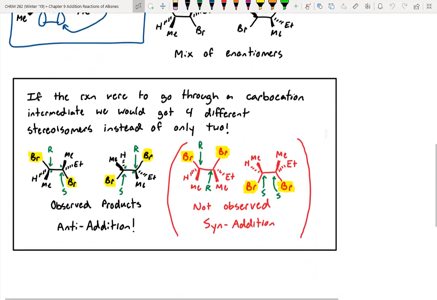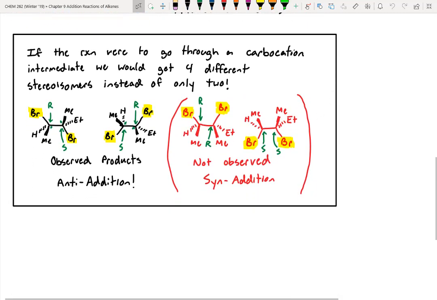And yesterday we kind of ran out of time, but I said if it were to go through a carbocation intermediate, we would get 4 different products from this reaction, meaning we could get the products that I have shown in red. We know experimentally we only get the anti-addition product shown on the left. How do we know that they're enantiomers? Does anybody remember the trick?